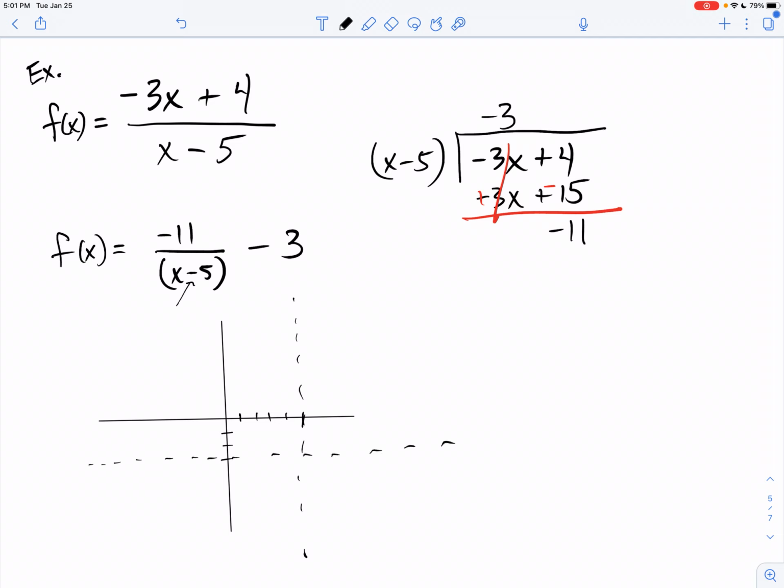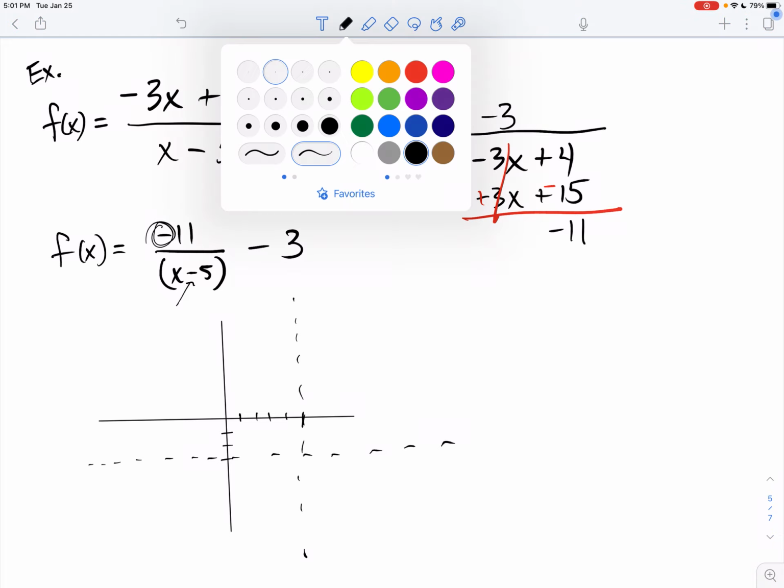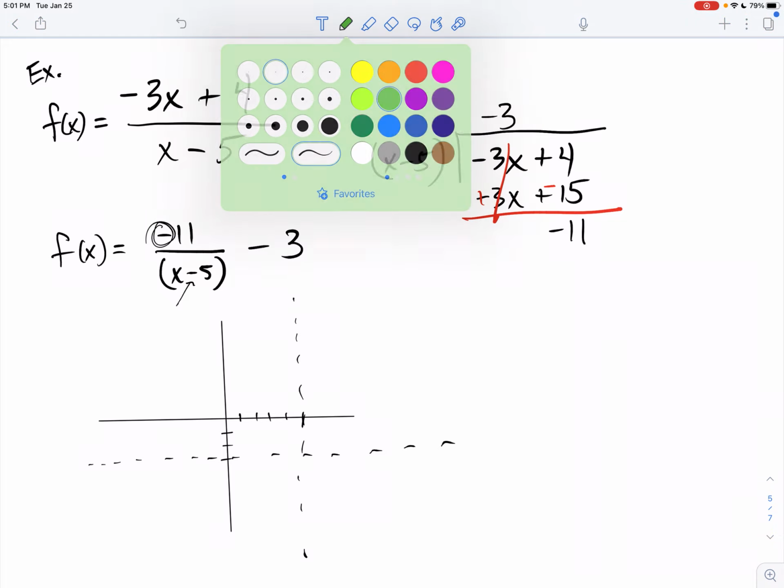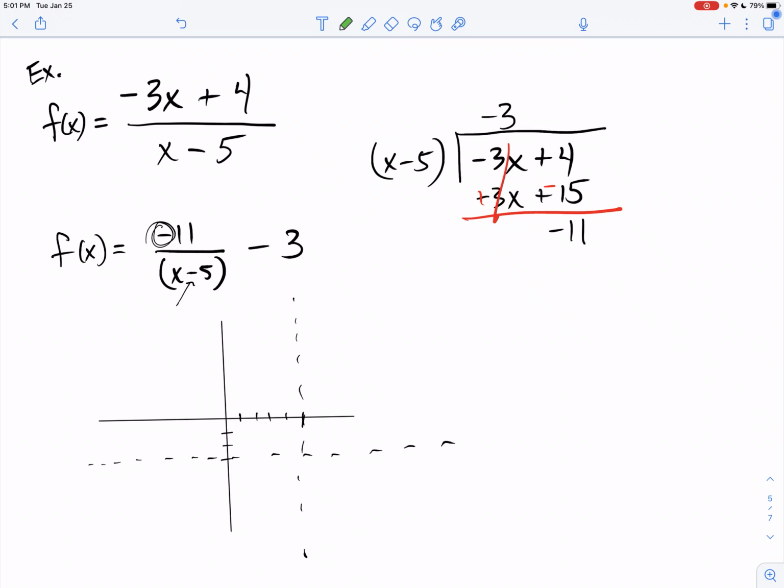And then I could say to myself, this graph has been flipped over and it's been amplified by 11. So when I sketch this graph, let's use green. We haven't done that. It's going to look like this. It's going to be over here and over here. I could still tell you the domain and range.